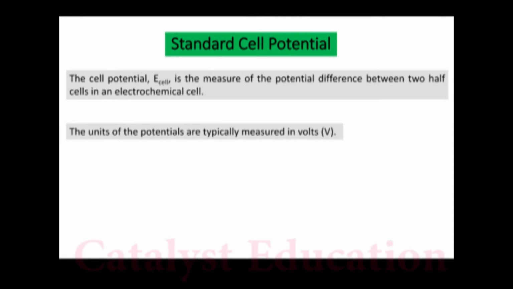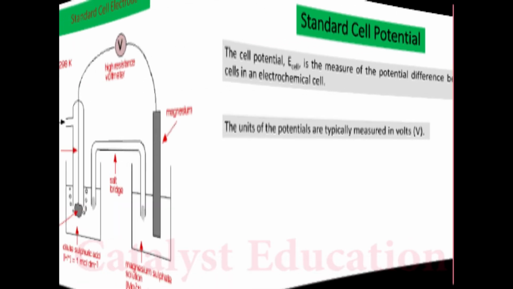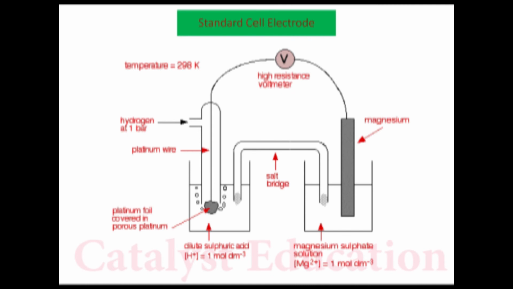Standard cell potential. The cell potential is the measure of the potential difference between two half cells in an electrochemical cell. The units of the potentials are typically measured in volts. Standard cell potential of the standard hydrogen electrode and the standard magnesium electrode. These two are connected by a wire. There is a voltmeter between these two. The voltmeter shows the potential difference between these two half cells. To balance the ions, these two cells are connected by the salt bridge.